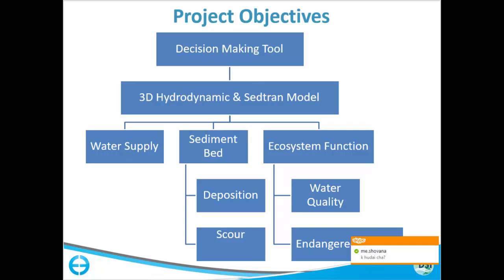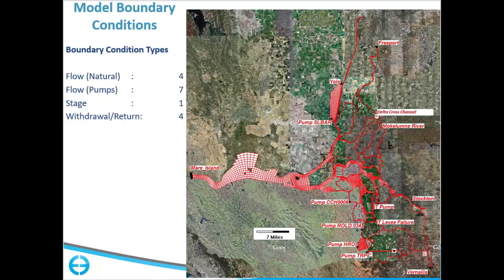So the main project objective was to make a decision-making tool using EE and EFDC Explorer. So we had to develop a 3D hydrodynamic and sediment transport model, and that was used to gain information about water supply, because there were several areas where there were water supply stations, and they wanted to know about the sediment distribution, deposition, and the scour, what the TSS would look like. And this also depended on ecosystem functions like water quality, and there were several endangered species they were concerned about.